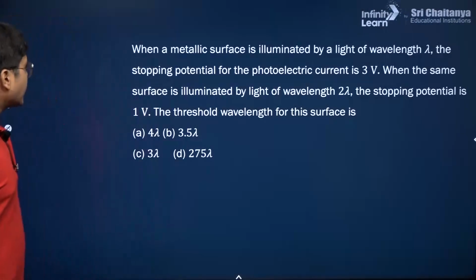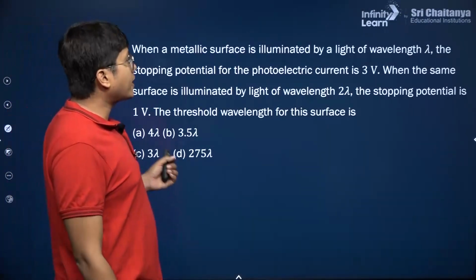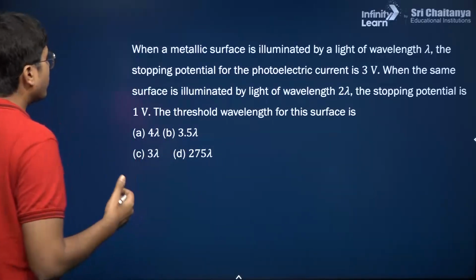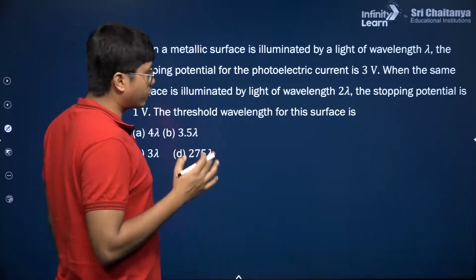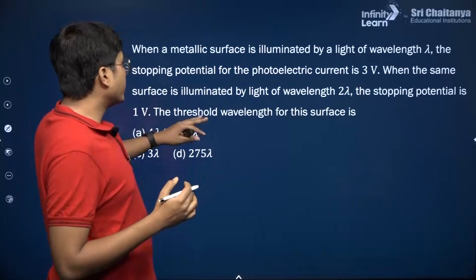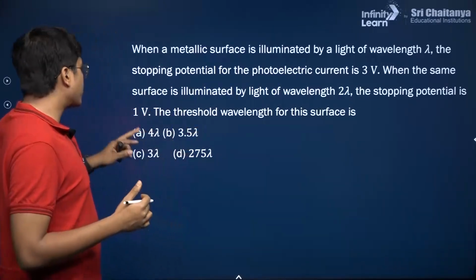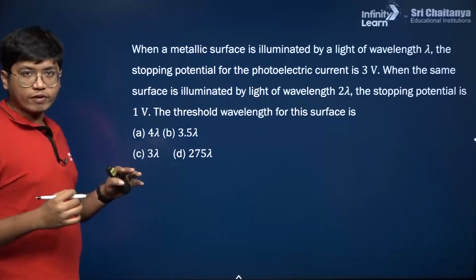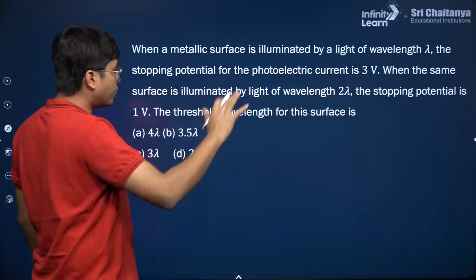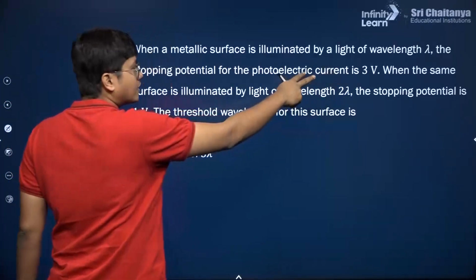The next question says that when a metallic surface is illuminated by a light of wavelength lambda, the stopping potential for the photoelectric current is 3 volts. When the same surface is illuminated by a light of wavelength 2 lambda, the stopping potential is 1 volt. We need the threshold wavelength for the surface. So what is the first equation in the first case? In the first case it is 3 volts.